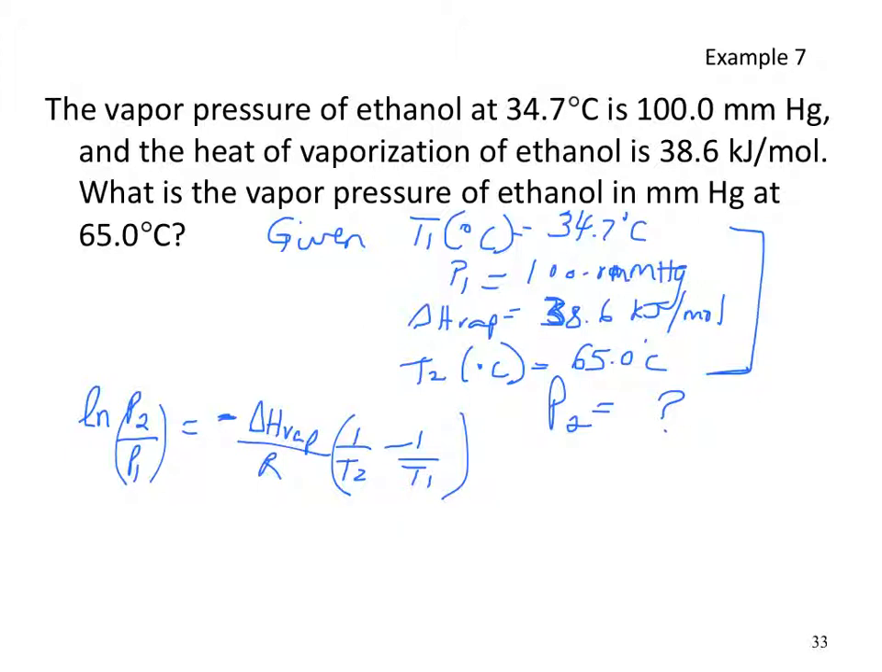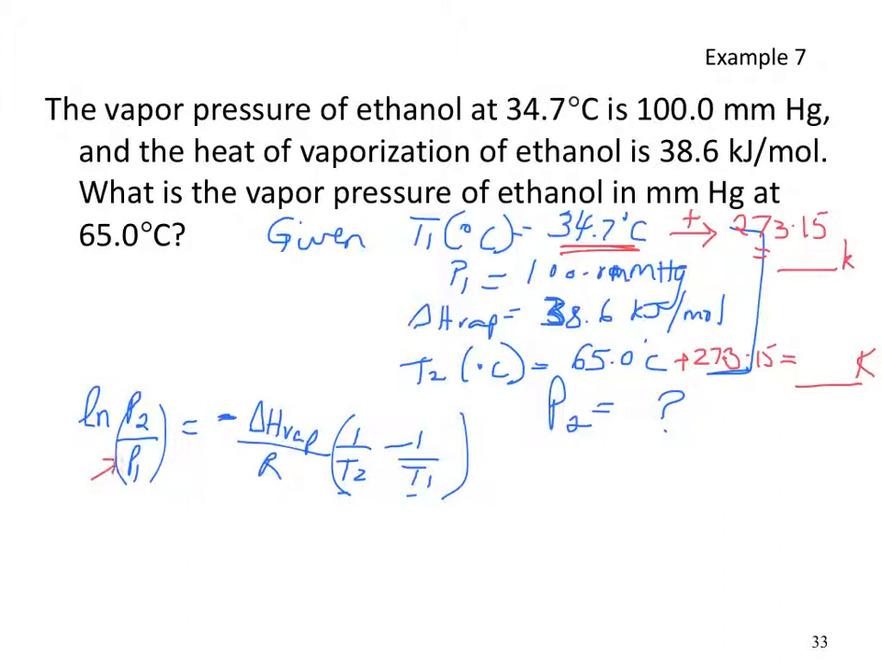The first thing I would say, since both temperatures are supposed to be in Kelvin, it's a good idea to convert the degrees Celsius into Kelvin. The way we do it is we add 273.15 to both of these numbers. So add 273.15 to 34.7, add 273.15 to 65, and that will give you the value in Kelvin, which is what you would want to plug into your Clausius-Clapeyron equation.